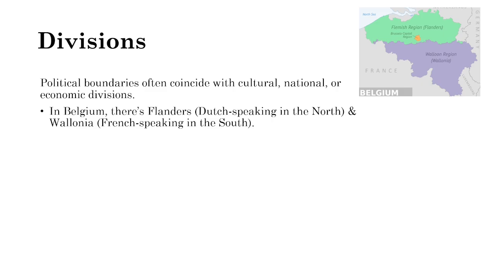For example, in Belgium, there's Flanders, which is the Dutch-speaking region of the north, and Wallonia, which is the French-speaking region in the south here. So the boundaries between the north and south regions are separated based on cultural differences, specifically linguistic differences.